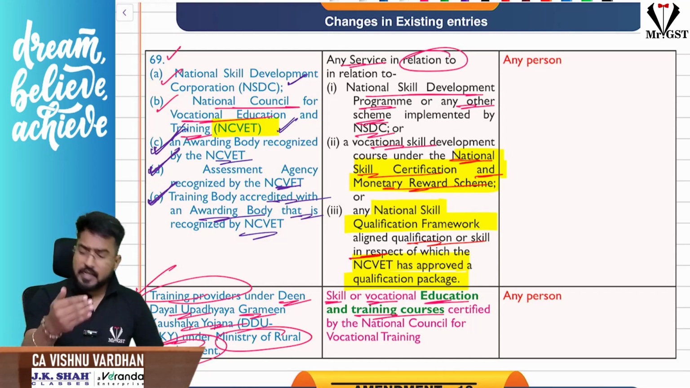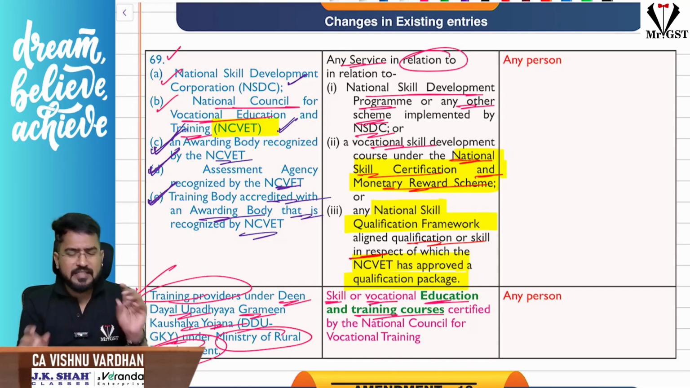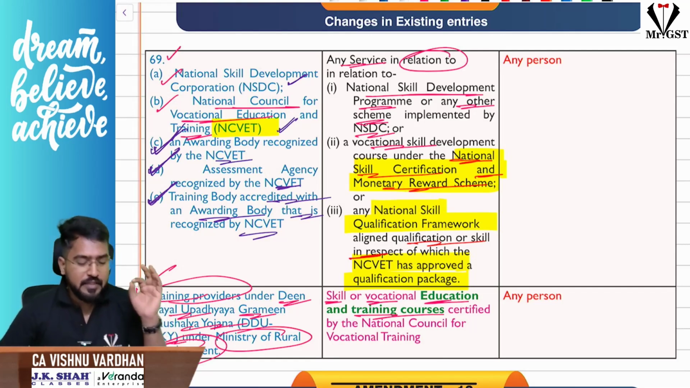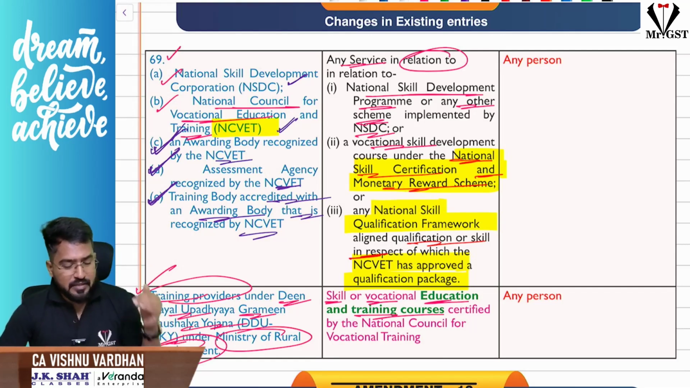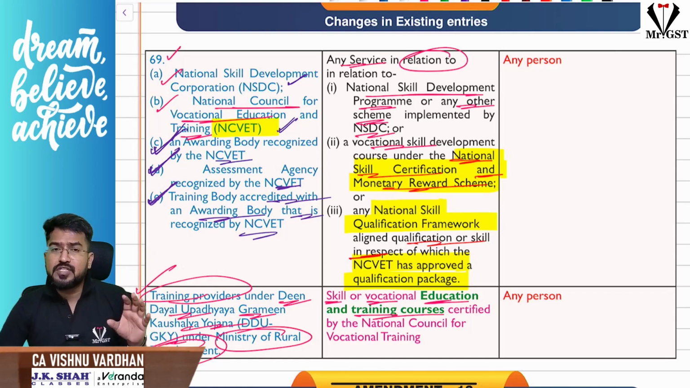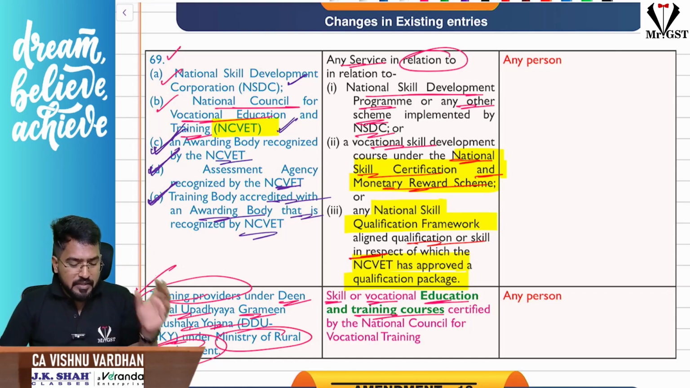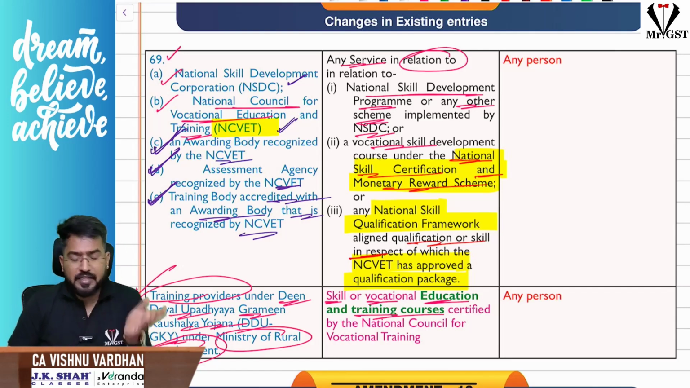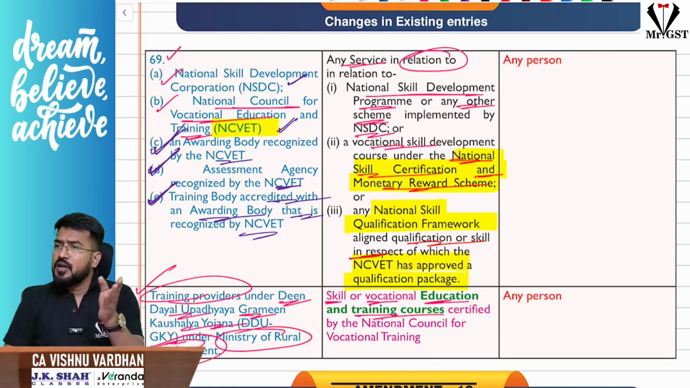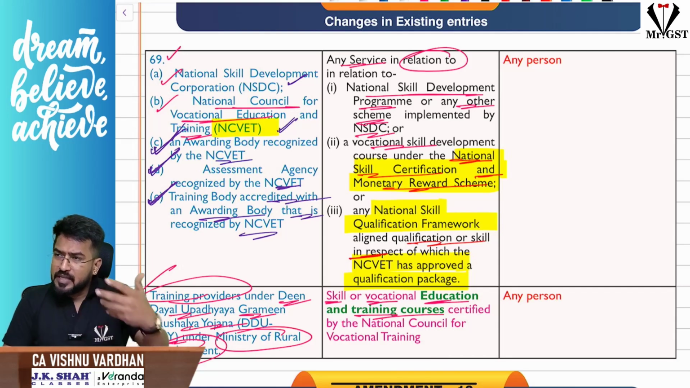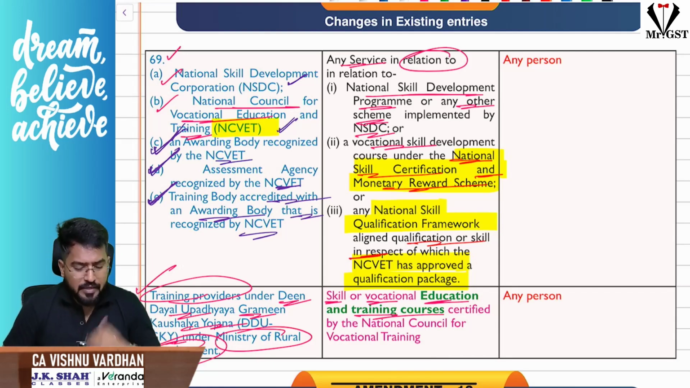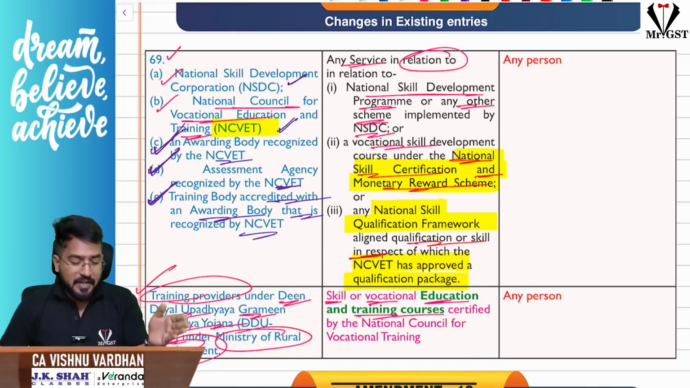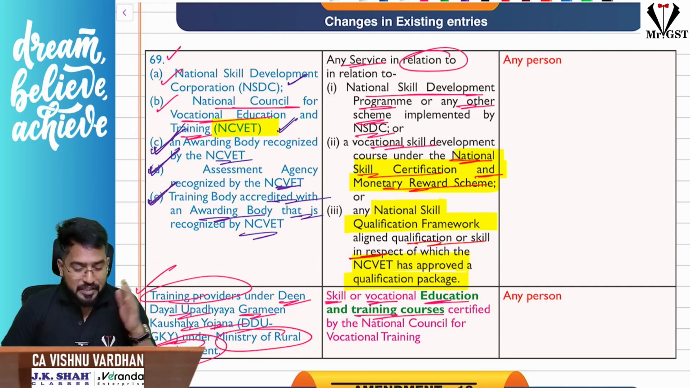Next, there are some amendments in existing entries, just changes in names and such. Apart from that, nothing major like structural changes. Understand National Skill Development Corporation, NSDC, or National Council for Vocational Education and Training. These are the awarding body recognized by NCVET, or assessment agencies recognized by NCVET, or training bodies which are accredited with any awarding body that is recognized by NCVET. NCVET, remember that: National Council for Vocational Education and Training.